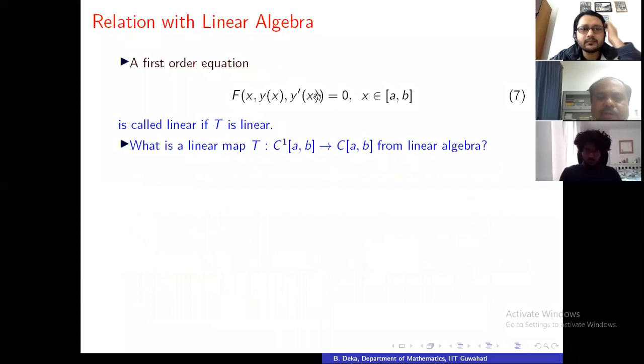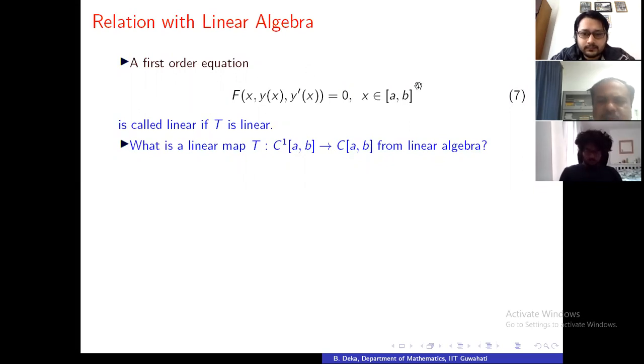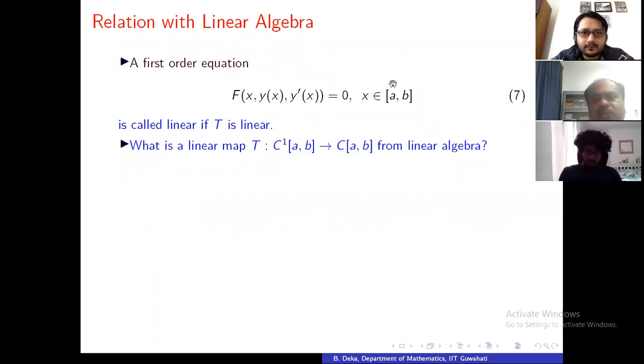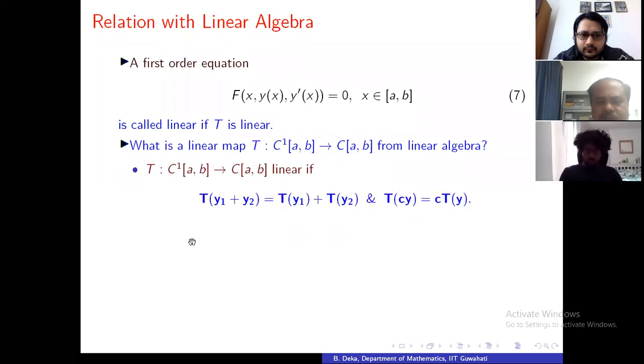Now this gives me an opportunity to define the linearity of the given differential equation. What is the linearity? This is our given differential equation 7. It is said to be linear provided that the operator T is linear. So if T is linear, then you call this differential equation a linear equation. Recalling from linear algebra, an operator T from a vector space C1[a,b] to another vector space C[a,b] is linear provided it satisfies two conditions: T(y1 + y2) = Ty1 + Ty2, and T(cy) = cTy, for all y1, y2 in C1[a,b] and the scalar c a real number.